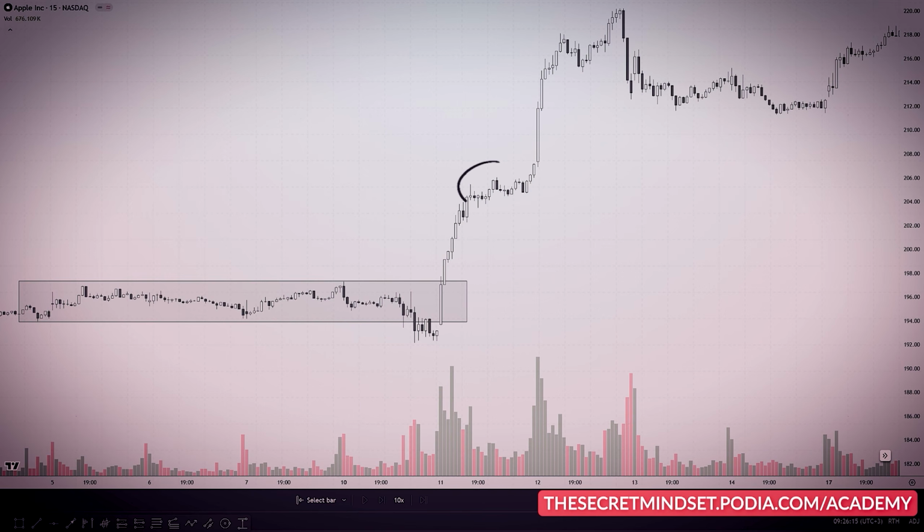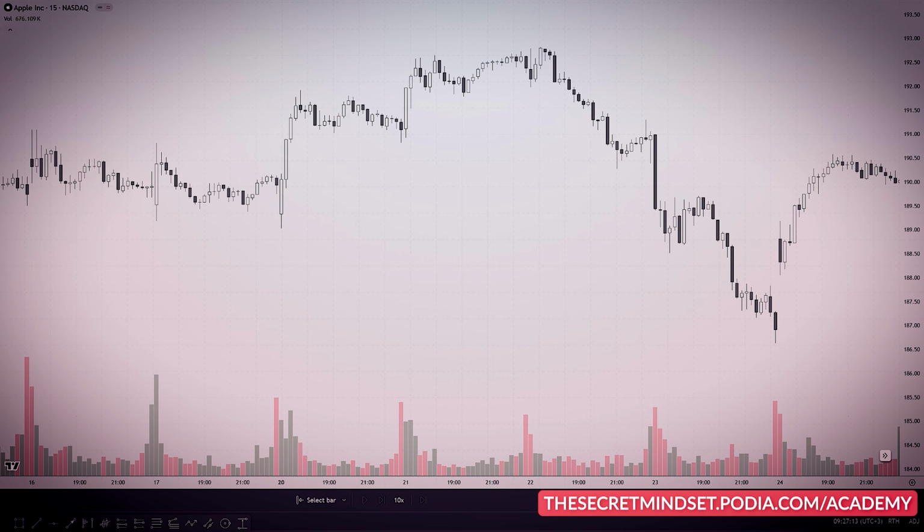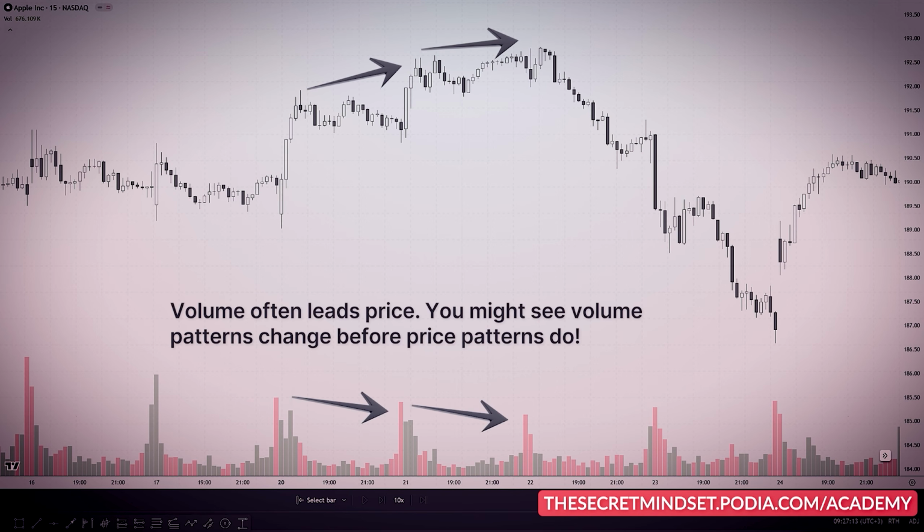Volume can also help with timing. In a strong trend, wait for a pullback on lower volume before entering. This often provides a good entry point with lower risk. And one final point about this, volume often leads price. You might see volume patterns change before price patterns do. This can give you an early warning of potential trend changes.